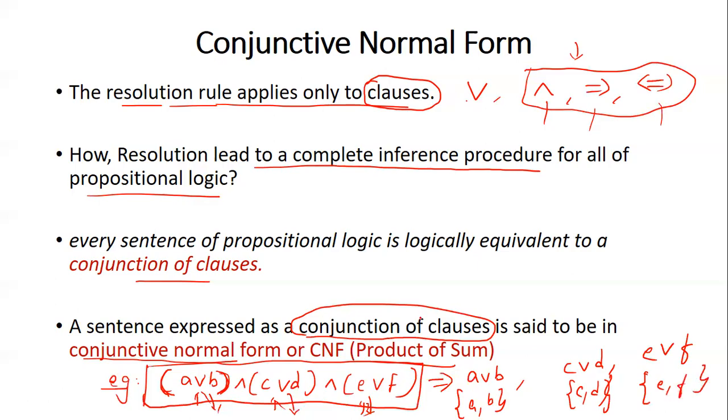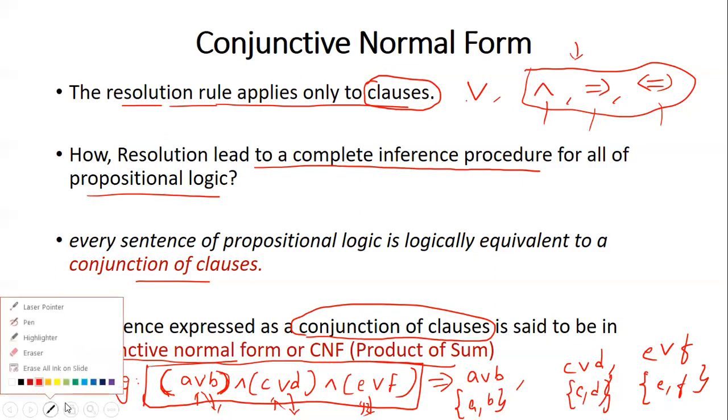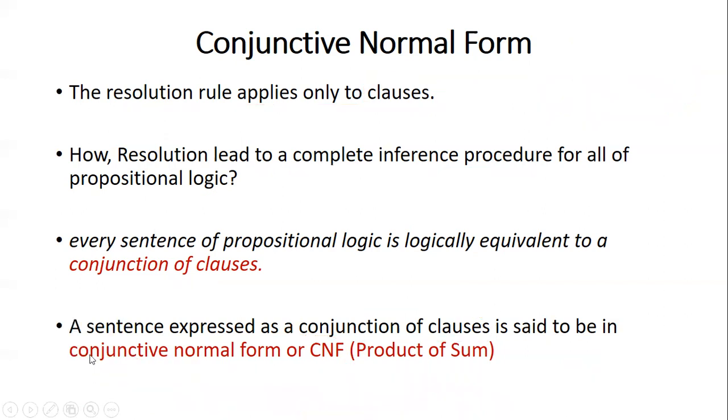Right? So the point is, before applying resolution, the sentence should be converted to conjunction of clauses, or it should be converted to conjunctive normal form. Conjunctive normal form is otherwise called as product of sum. Any sentence can be converted to conjunctive normal form. After converting to conjunctive normal form, now we can apply resolution. So that's the whole concept. As we can convert any sentence to conjunctive normal form, and if the sentence is in conjunctive normal form, we can apply resolution. Hence, any sentence can be inferred using resolution.